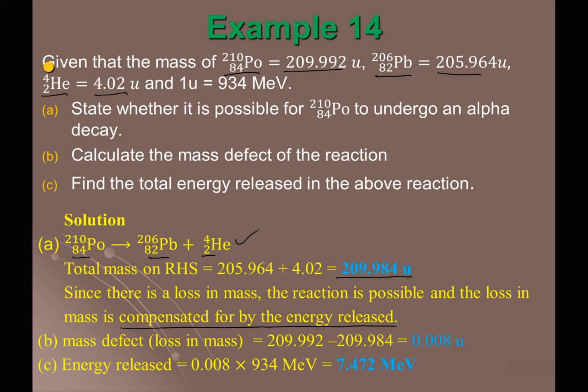For the mass defect, we just get the difference in mass on both sides of the equation, which is this, and then we multiply by what 1U stands for to find the energy released in that reaction. So the energy released is going to be equal to that. Okay, so that is the energy released.